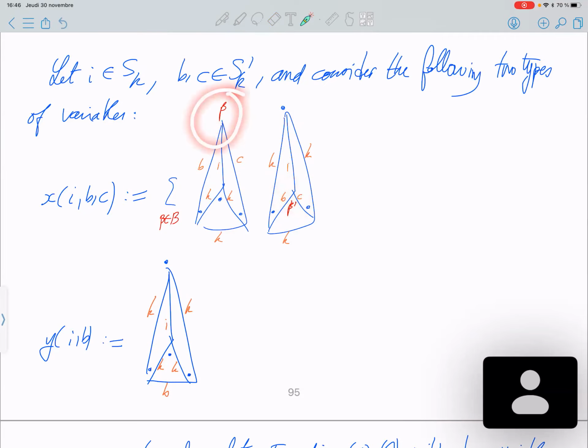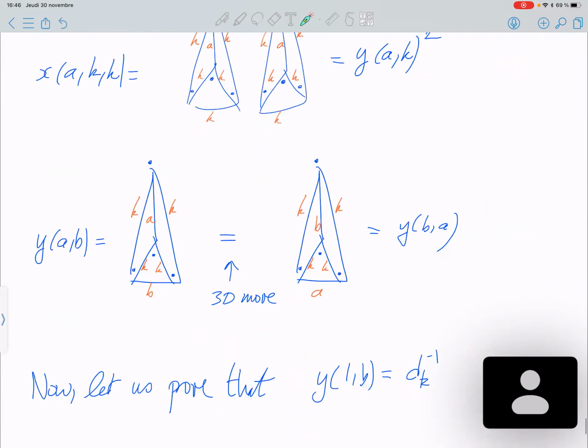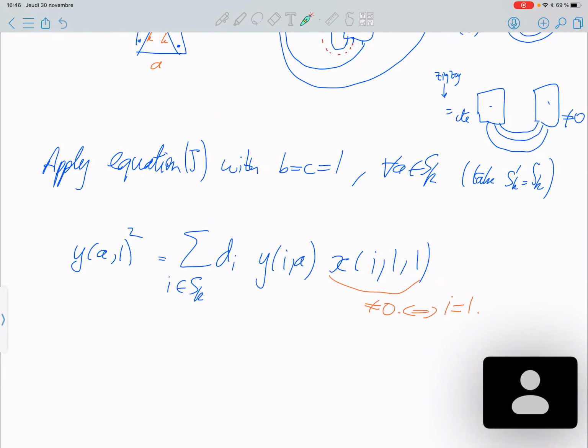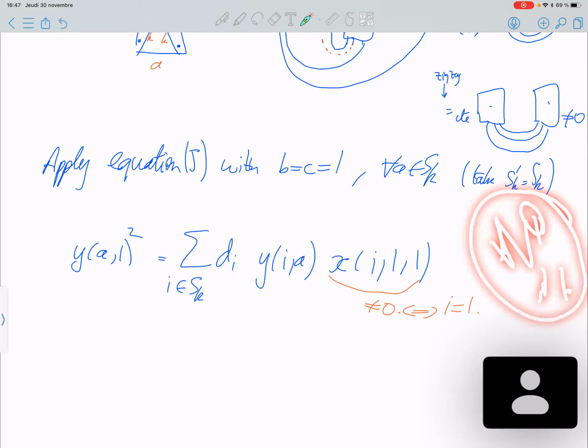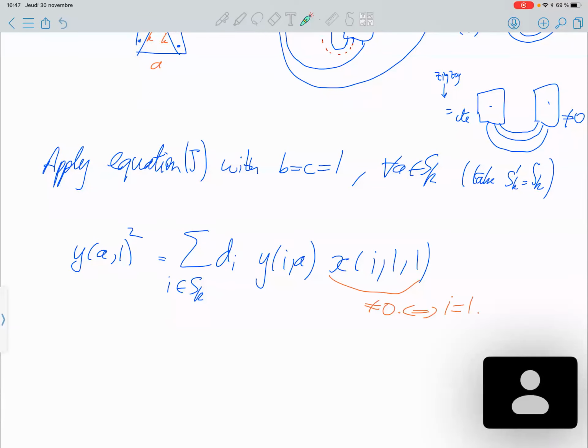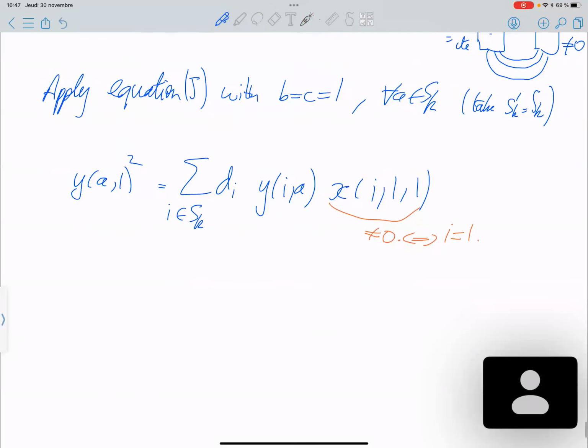So if... anyway, it's okay. So this is non-zero if and only if, blah, blah, blah. So in this sum, you only need to consider i equal 1, because otherwise it will be 0. Because if i is different from 1, then you have to consider... I don't remember, n11i. And this is trivial, so it should be trivial here. So you can fix i equal 1. So it is equal to d1 y 1a x111.